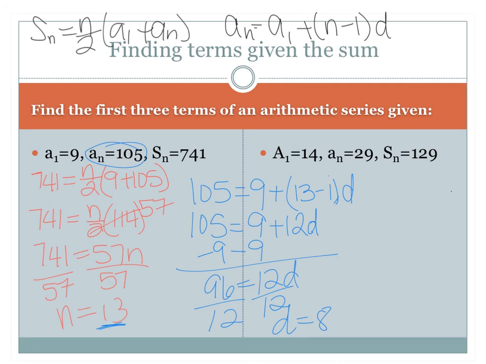So if I know that my d is 8, what does that mean my pattern is? Adds 8 every time. I'm going to add 8 every time. So if my first term is what? 9. What's my second term? 17. 9 plus 8. What's my third term? 17 plus 8. 25. And that's the final answer I'm looking for. So give the next problem a try.